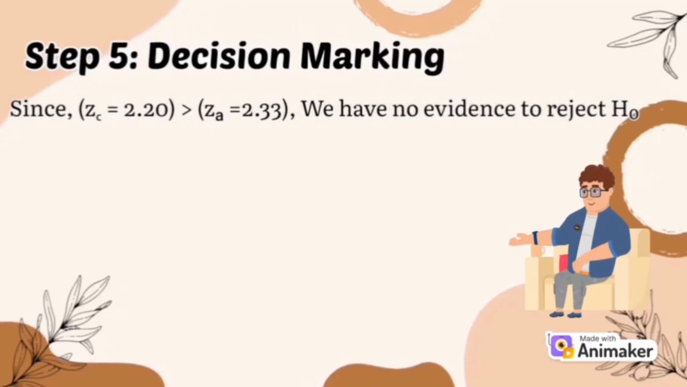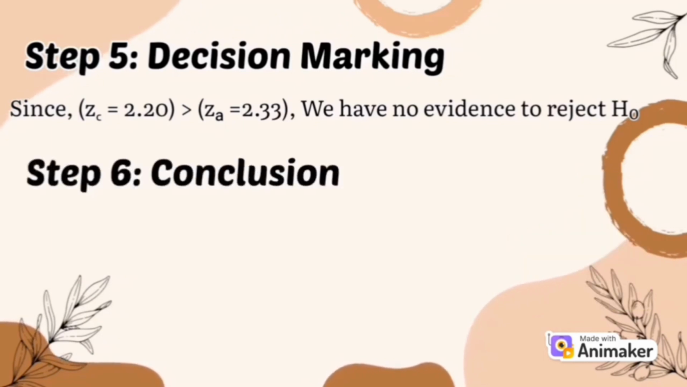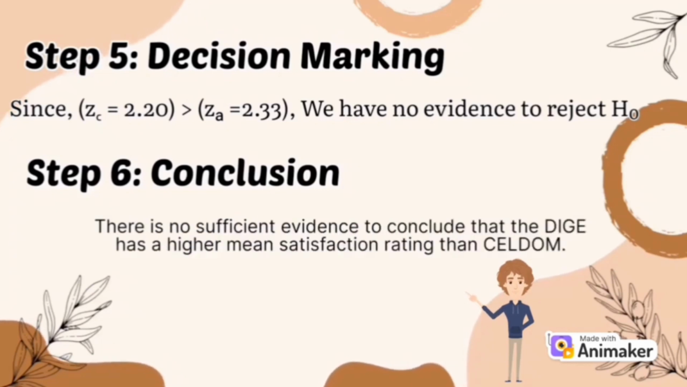Since our Z value is more than our answer, we have no evidence to reject H0. The conclusion: there is not sufficient evidence to conclude that Digi has a higher mean satisfaction rating than Celcom. That's all.